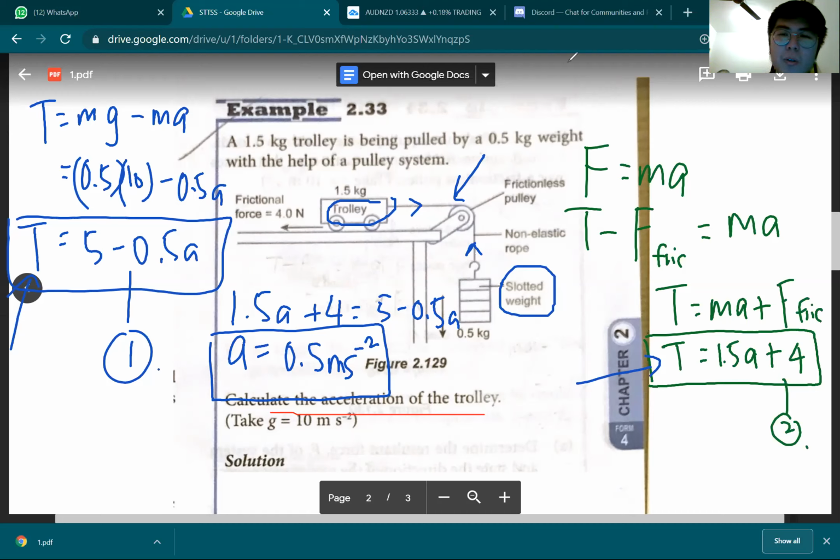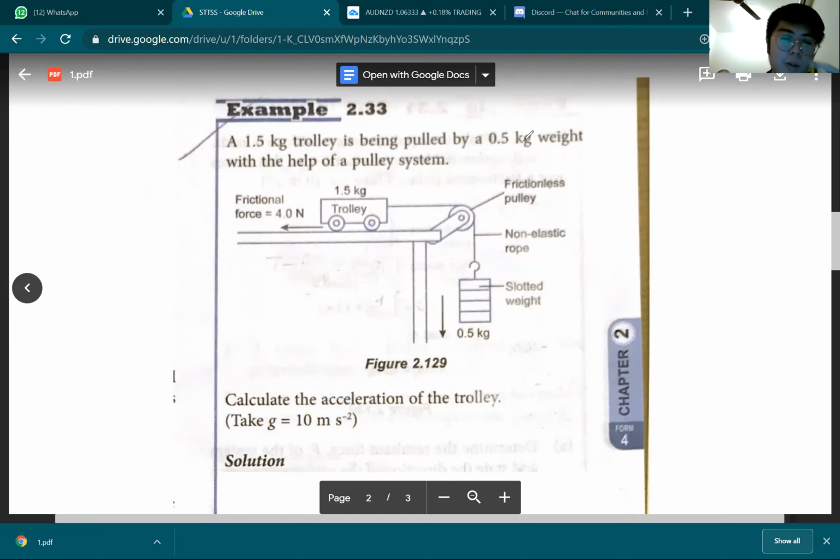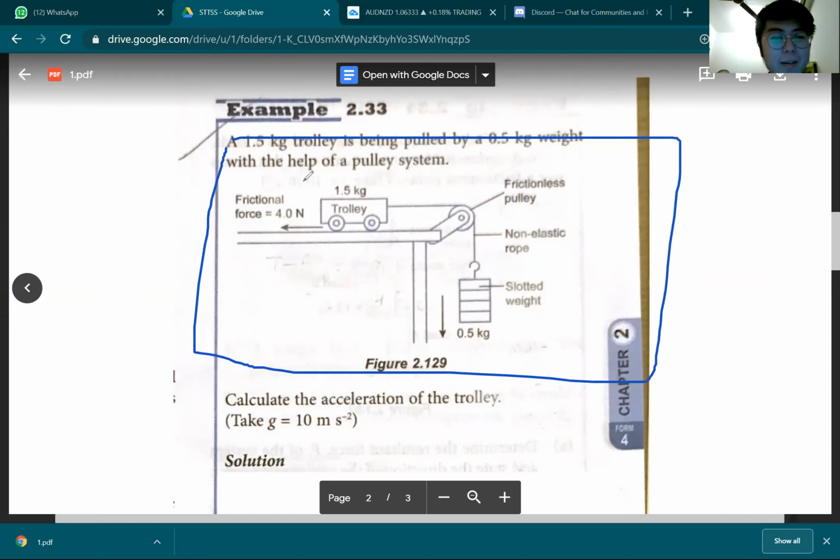Now, method 2 is easier. Okay, so we are done with method 1. Let me erase this one. Method 2 is easier. Let's quickly go through it. Don't get confused. In method 2, we consider the whole system instead of one by one. We just look at the whole system.